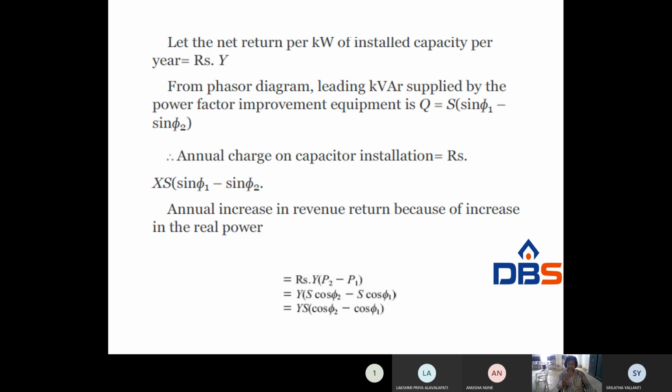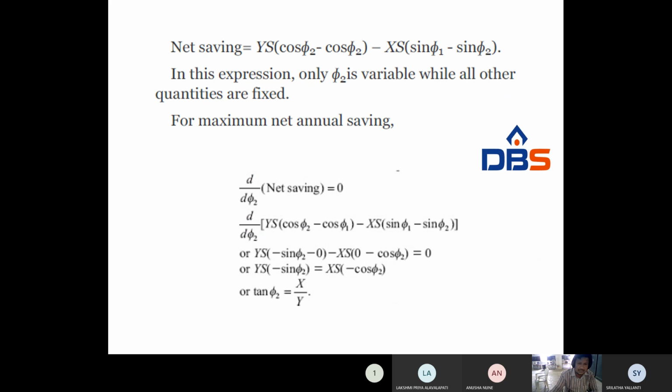From the phasor diagram, the leading kVAR supplied by the power factor improvement equipment is Q equal to S into sin phi 1 minus sin phi 2. Now annual charges of the capacitance is x S into sin phi 1 minus sin phi 2. Therefore, the annual increase in revenue return because of the increase in real power is y into P2 minus P1. We know the P2 value is S cos phi 2 and the P1 value is S cos phi 1. Therefore, y S into cos phi 2 minus cos phi 1. Net saving is y S into cos phi 2 minus cos phi 1 minus x S into sin phi 1 minus sin phi 2.